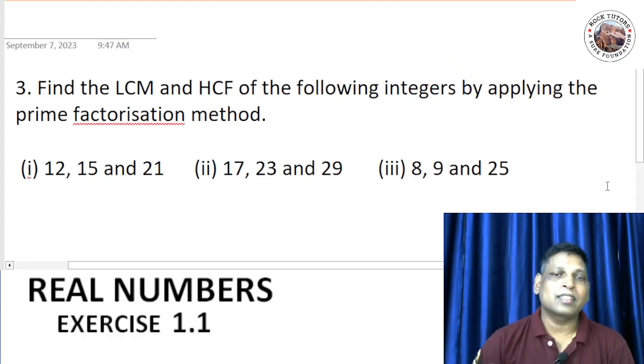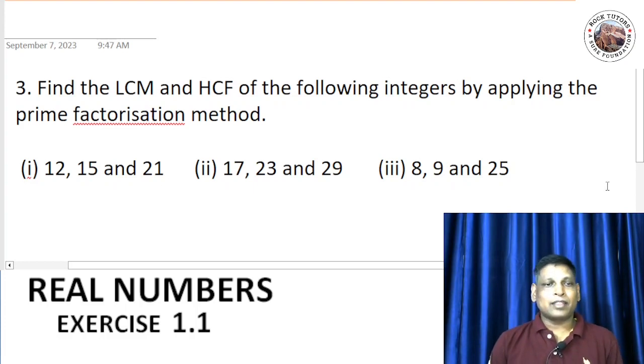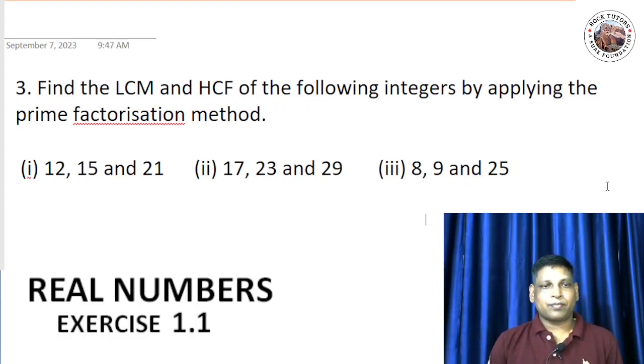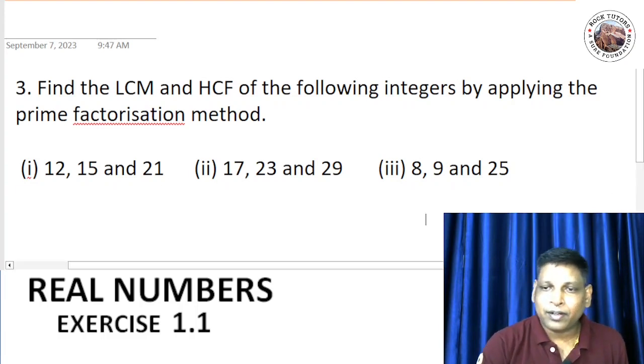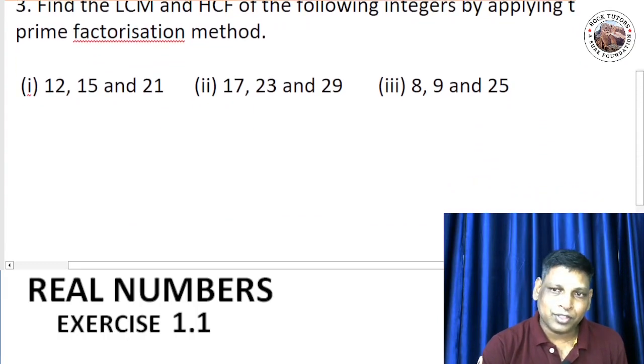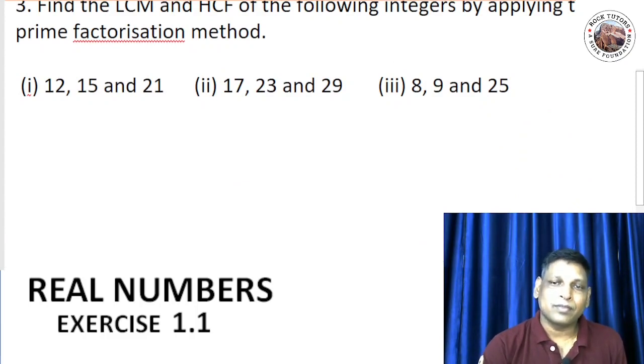Find the LCM and HCF of the following integers by applying the prime factorization method. You know that prime factorization method means, just now we did the first question, second question, and the third question the same way. But here we have three integers given.